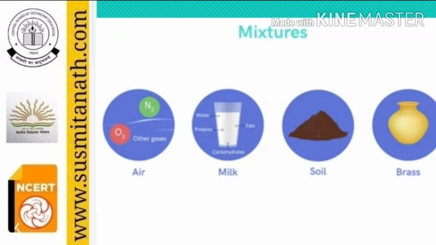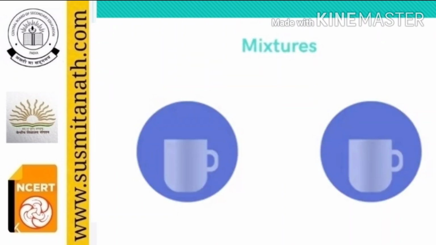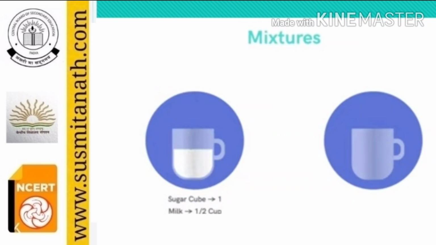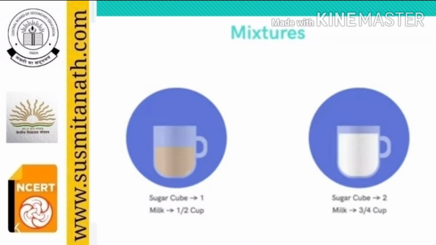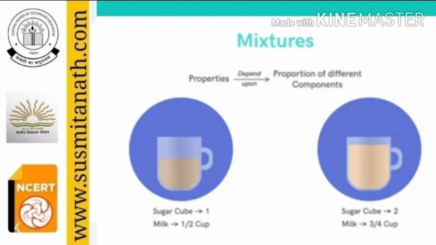One important aspect of a mixture is that its property depends on the proportion of the components present in it. To understand this better, let us take an example. Let us take 2 cups of tea. In the first cup, we add 1 sugar cube, half cup milk and some tea leaves. In the second cup, we add 2 cubes of sugar, 3/4 cup of milk and some tea leaves. If you see the color of both, you can see the difference.